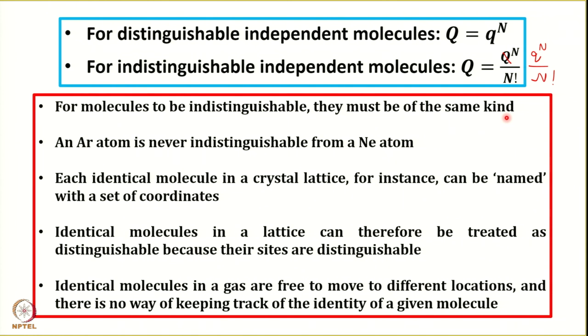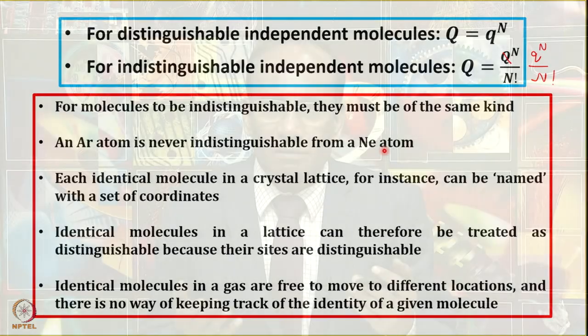An example is gas. An argon atom is never indistinguishable from a neon atom. You take a gas in which you have argon also, you have neon also. You cannot distinguish between them. So then the system becomes molecules which are indistinguishable.